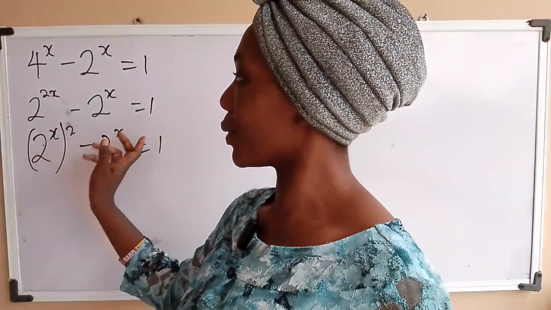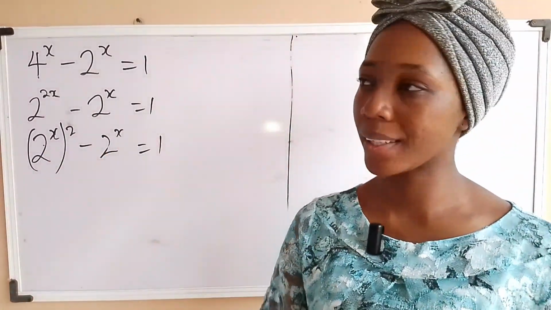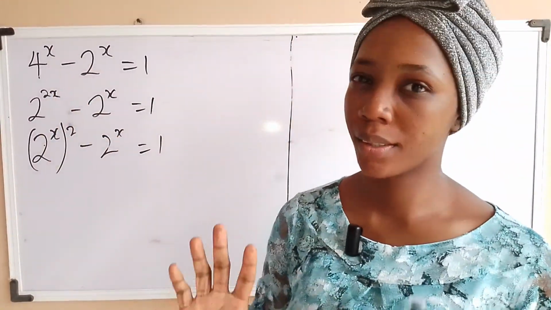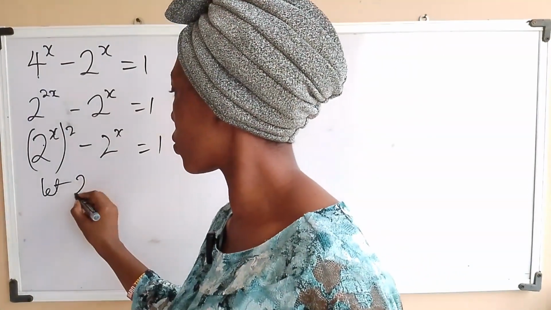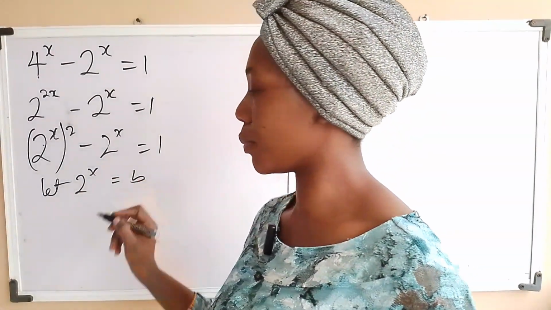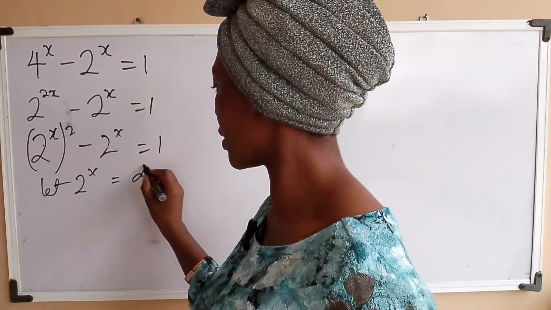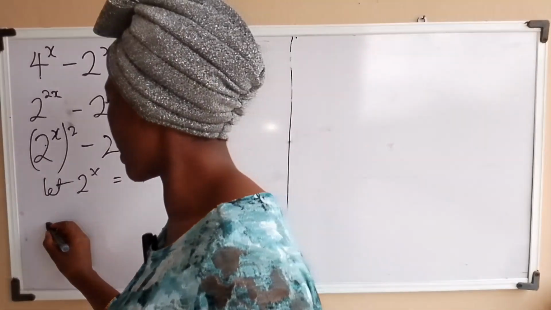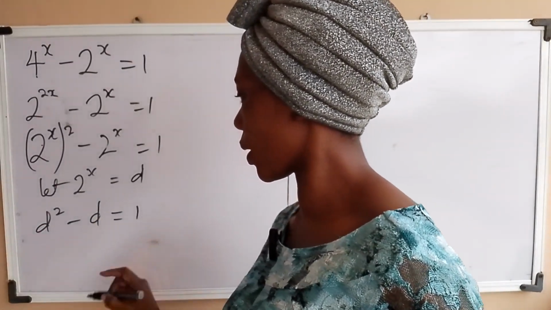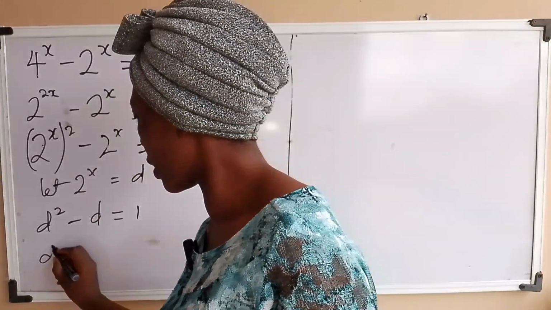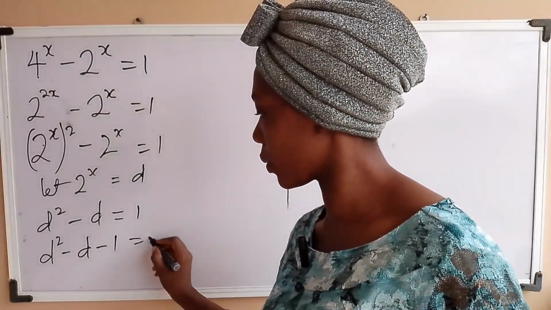Now, whatever way you want to write it, whether x here and 2 outside or 2 inside or x outside, when they multiply, they must give you 2x. You understand? So now I'm going to say let 2 to the power of x be letter b. Or let me use another letter because I'll be using that. Let's say letter d. So I'll say d squared minus d equals 1. And when this 1 comes here, we'll have d squared minus d minus 1 equals 0.